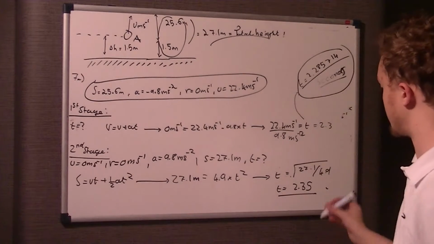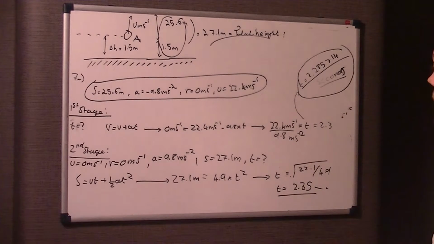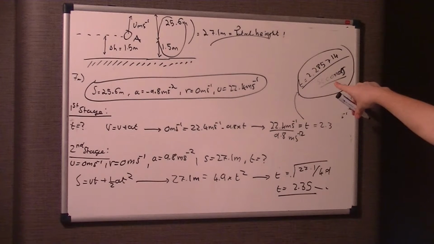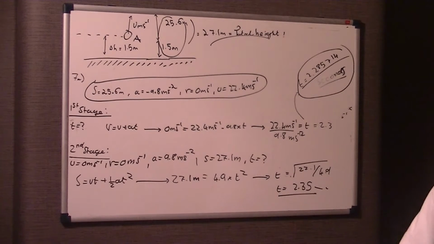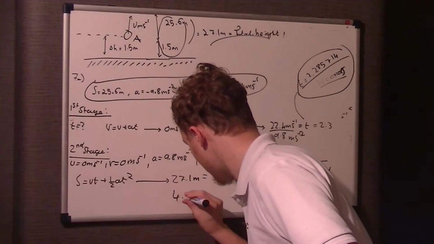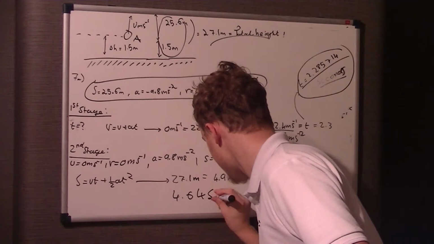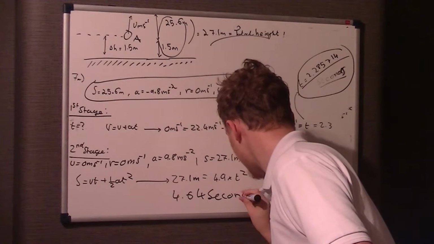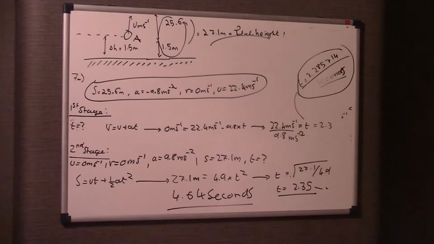Okay, and then it would continue. But I'd leave that answer in your calculator and then add it to 2.285714. You should get an answer when you round it to two decimal places of 4.64 seconds. So remember, that is the time for stage 1 and stage 2. Now I'd write underneath that it is equal to the total time.